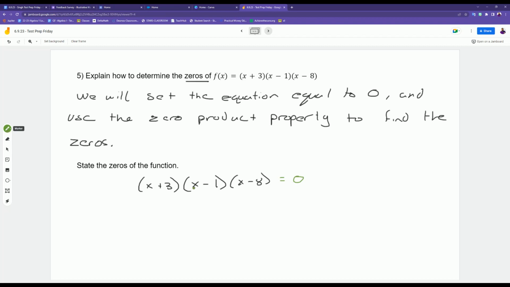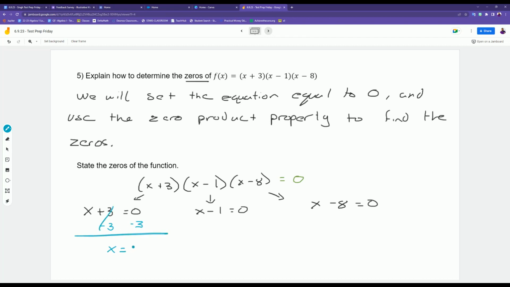Now, we're saying that if we multiply all 3 of these together, then at least one of them must be 0 in order for this whole thing to be 0. So we're just going to say x plus 3 equals 0. We're going to also say x minus 1 equals 0. And we're also going to say x minus 8 equals 0. And all we have to do is solve for x. We're going to subtract 3 from both sides.